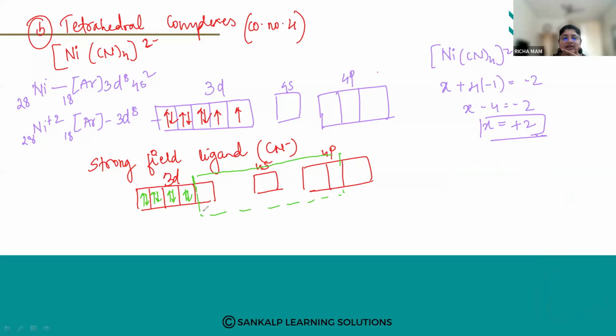So which orbitals are they going to occupy? This is one d, one s and two p. So dsp2 hybridization. Can you tell me, is it an inner orbital complex or an outer orbital complex? What type of complex is it?